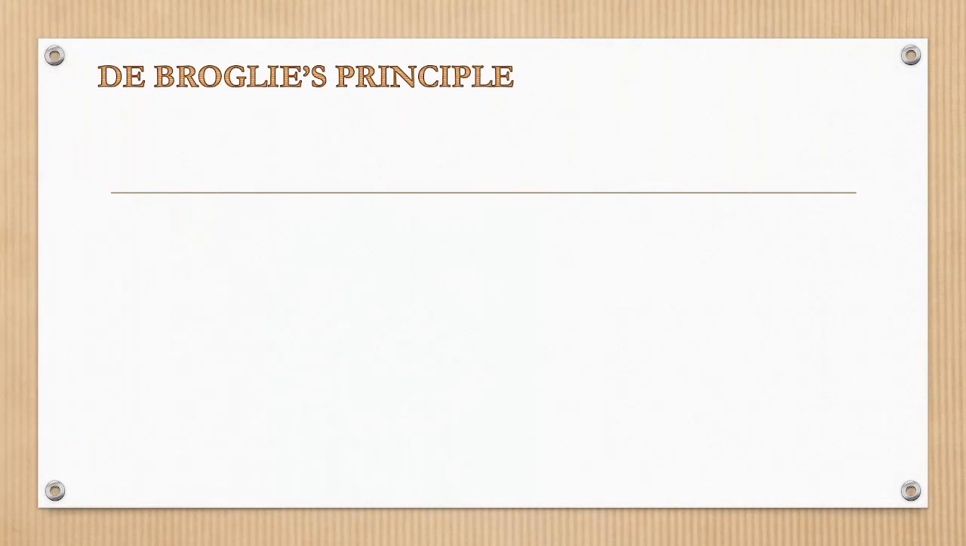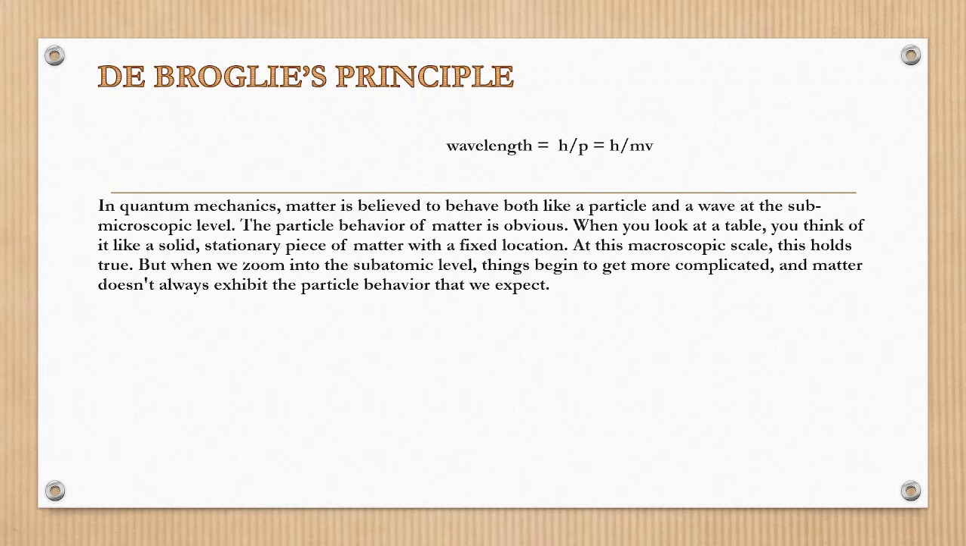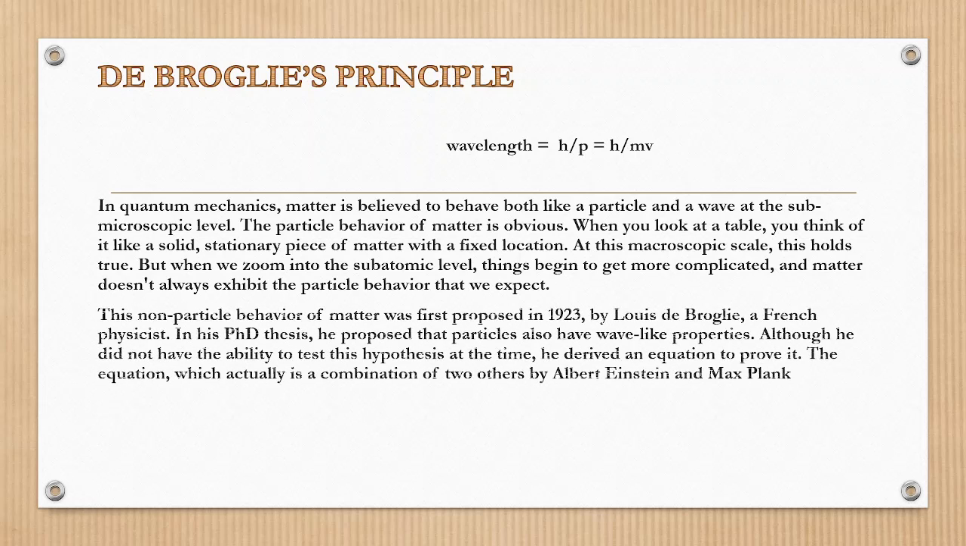So now we will see De-Broglie's principle. In quantum mechanics, matter is believed to behave both like a particle and a wave at a microscopic level. The particle behavior of matter is obvious. When you look at a table, you think of it as a solid, stationary piece of matter with a fixed location. At this scale, this holds true, but when we zoom into the subatomic level, things begin to get more complicated and matter doesn't always exhibit the particle behavior that we expect.